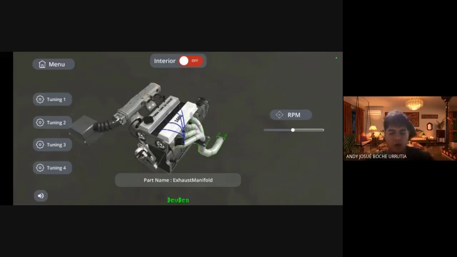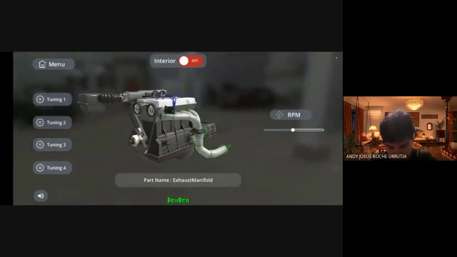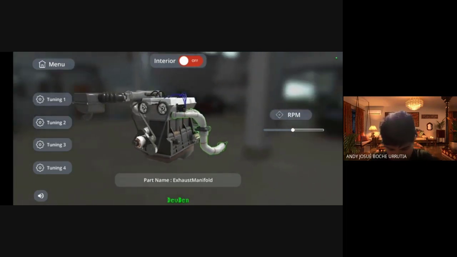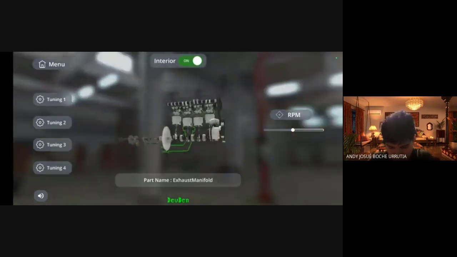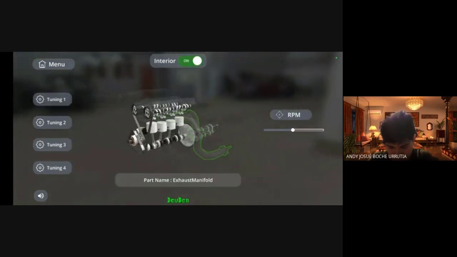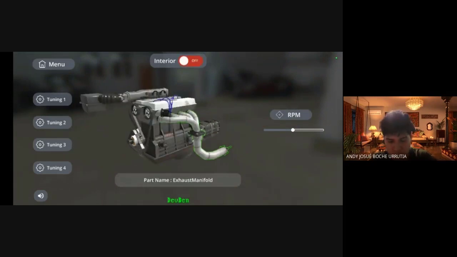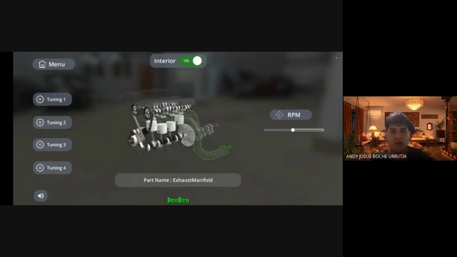Okay, simulator. As a last point, the simulation of an internal combustion engine is presented, where it's possible to separate its components as well as see its operation. Okay, thank you for your attention.